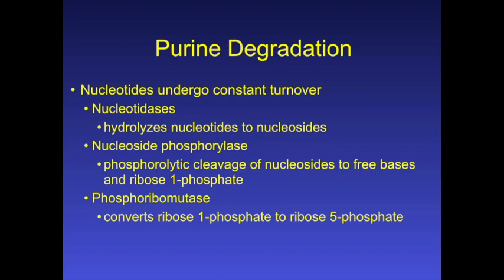And then you've seen the enzyme before, phosphoribomutase, that converts ribose 1-phosphate into ribose 5-phosphate. Where did you see phosphoribomutase before? What pathway? You might have seen it in the pentose phosphate pathway. Okay? And so once you've got it into the ribose, you can then take it all the way through the pentose phosphate pathway and you can degrade it.